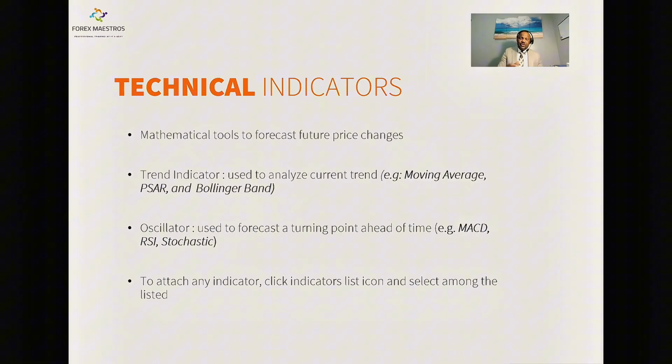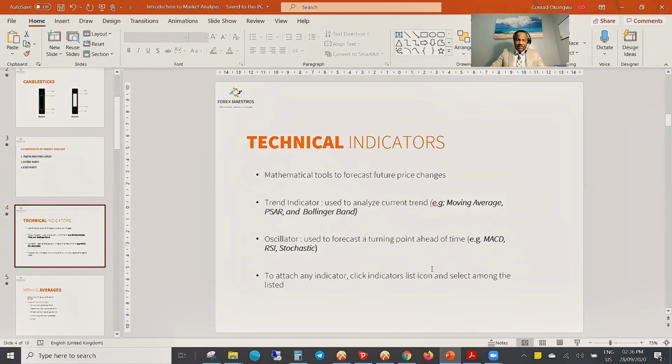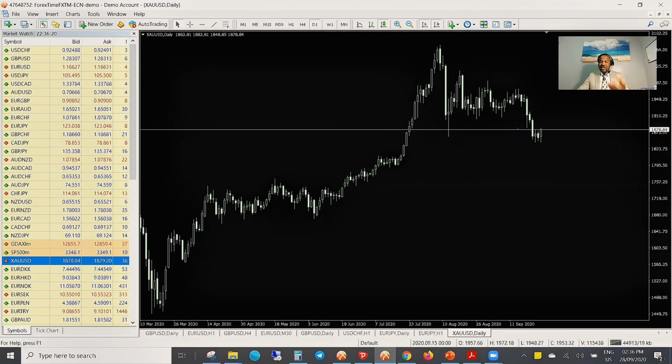Then how do you attach these indicators to your chart? So let me go practical now. Let me go to my chart. Now, this is a chart of gold, and I want to attach an indicator on it. You see there's an icon here with an F and a plus. If you put your mouse on it, you will see indicators list.